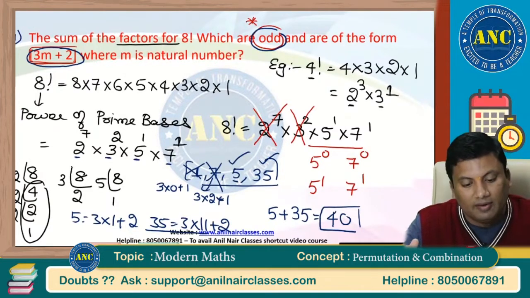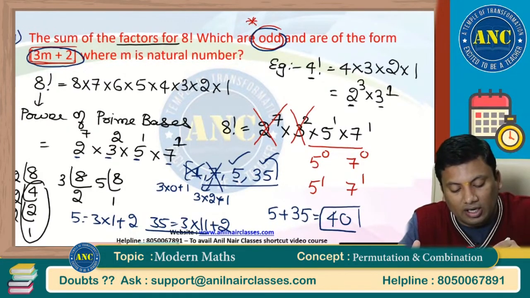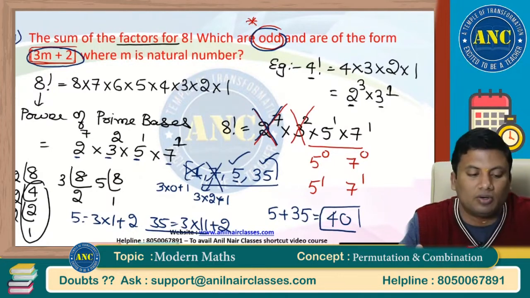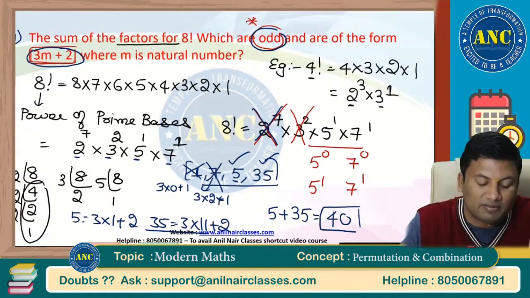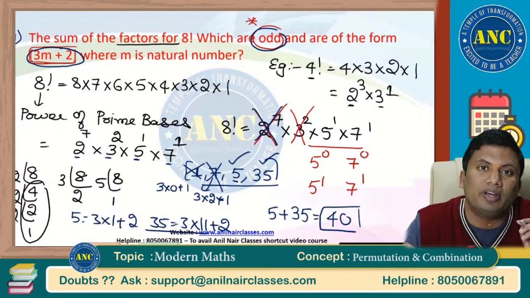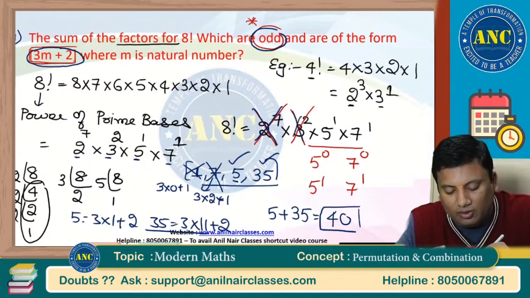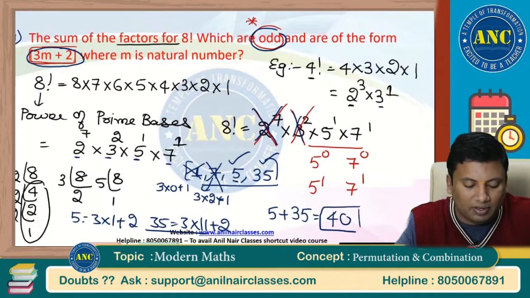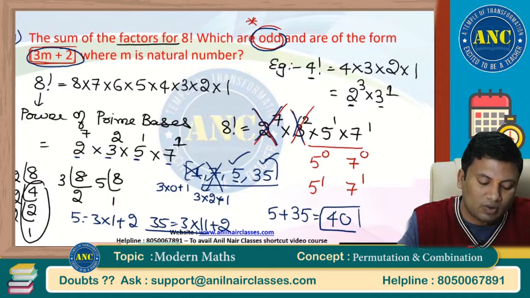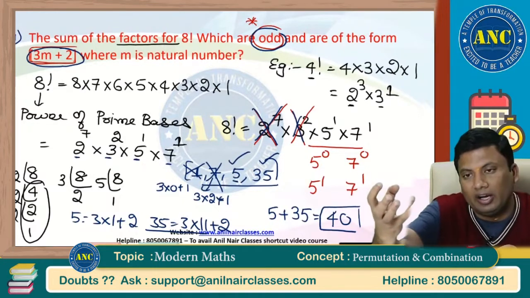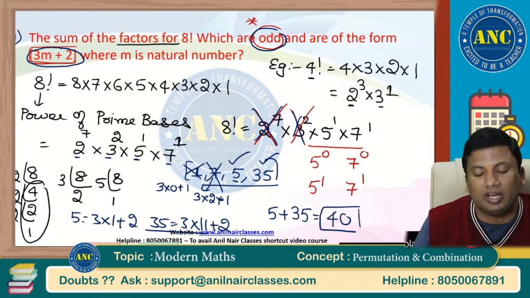Now see here, I want the factor which is an odd number. So 2 power 7 is out. I want the factor which is of the form 3m plus 2. When you divide a number by 3, the remainder is 2. That means it is not divisible by 3. 3 square is out. From 5 power 1 and 7 power 1, all the combinations are 1, 7, 5, 35. I took the factors which are of the form 3m plus 2.